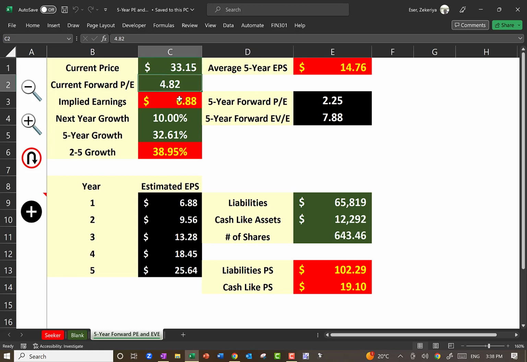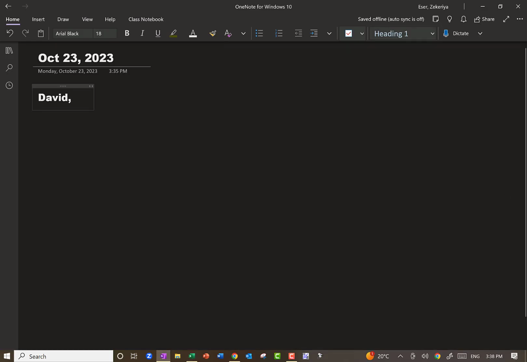Instead of earnings, you enter the current forward PE, estimated growth for next year and 5-year average growth. Enter total liabilities in millions, cash-like assets, and number of shares. One thing I forgot to add last time.